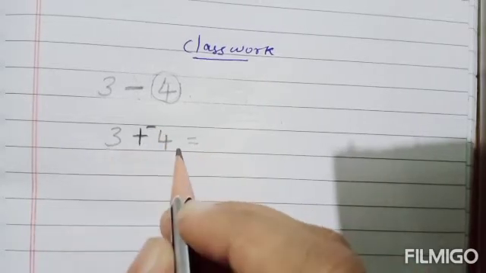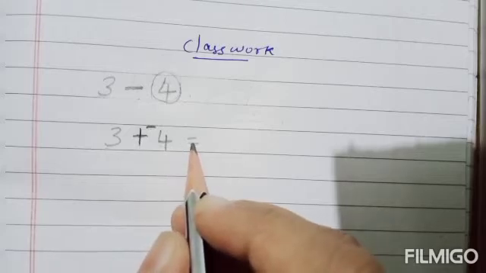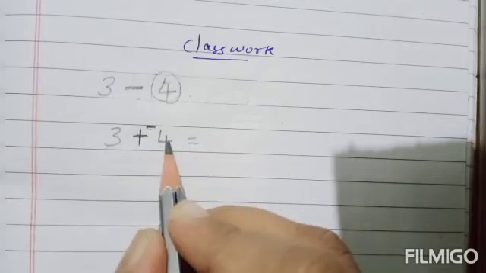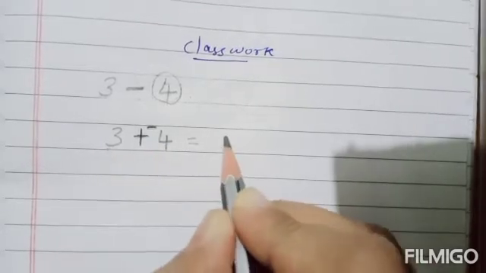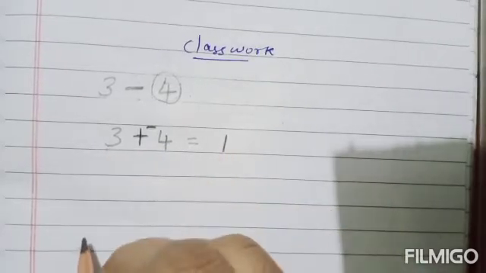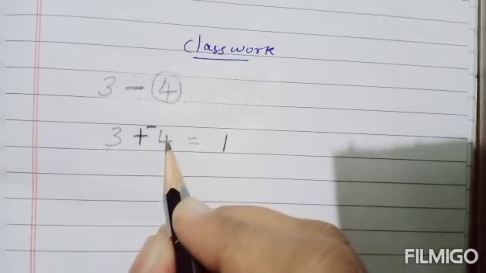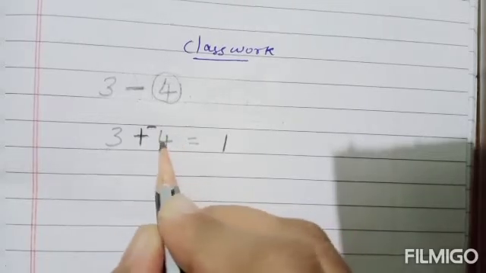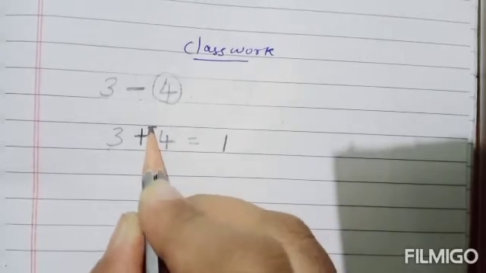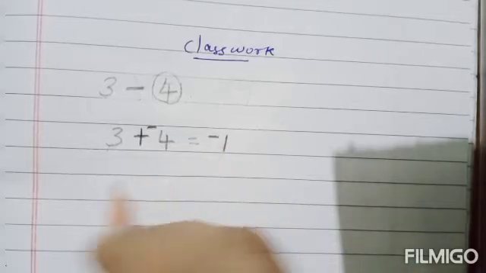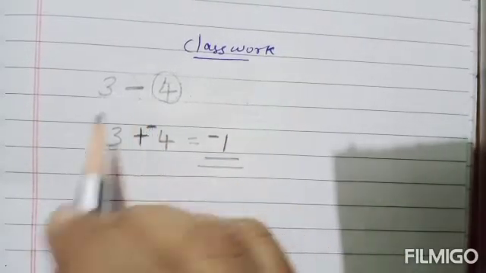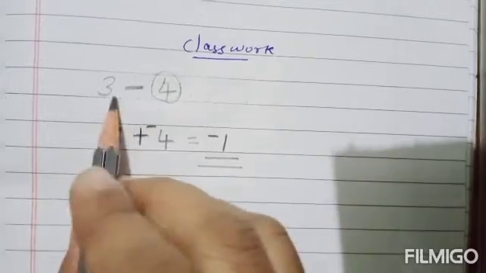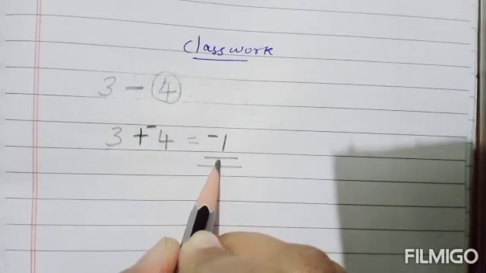First subtract the smaller integer or smaller number from the greater number. Smaller number, here smaller number 3, greater number 4. So 4 minus 3, what will you get? 1. Okay, now what to do? Put the sign of the greater number. 4 is the greater number here, its sign is negative. So put negative sign in the answer. So minus 1. This is the answer of 3 minus 4. 3 minus 4 is minus 1.